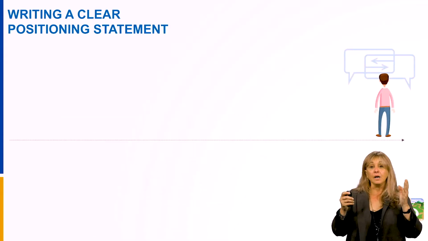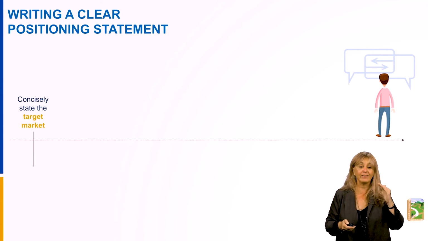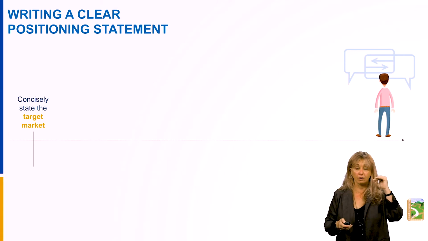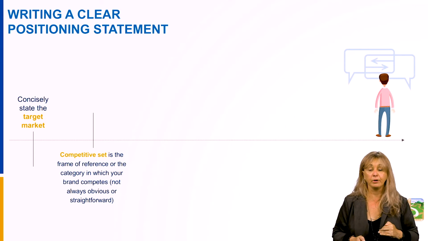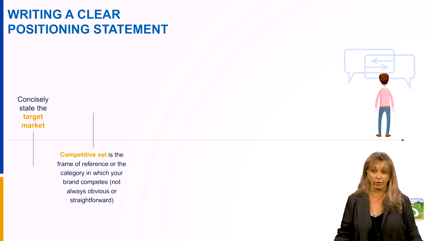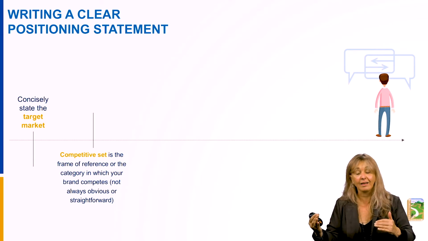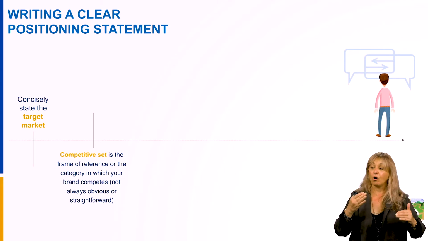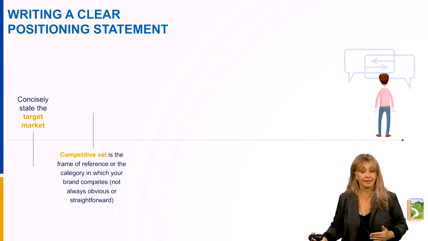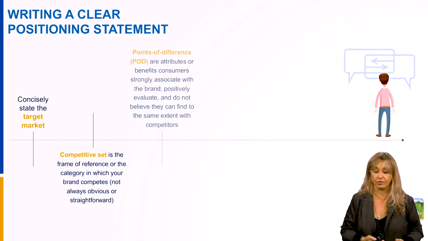So how do you write your positioning statement, okay? What has to be there? Number one, what is your target? Concisely state your target. Number two, what is the category that you belong to? Delivery pizza is a category. Rental car is a category. Coffee shop is a category. What is your competitive set? The frame of reference with whom you are comparing yourself.